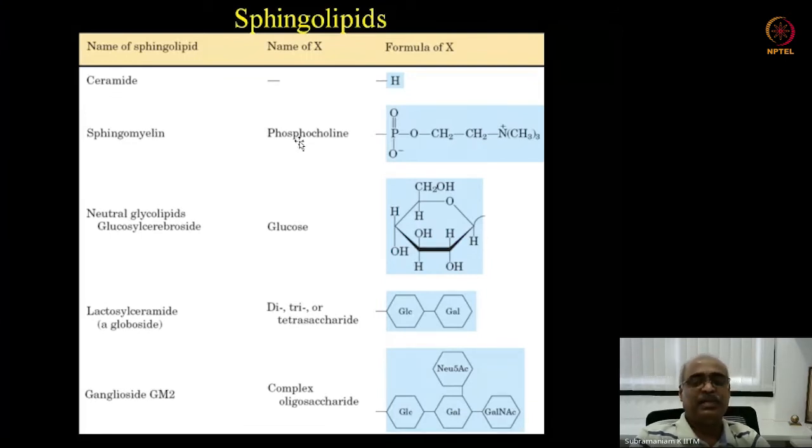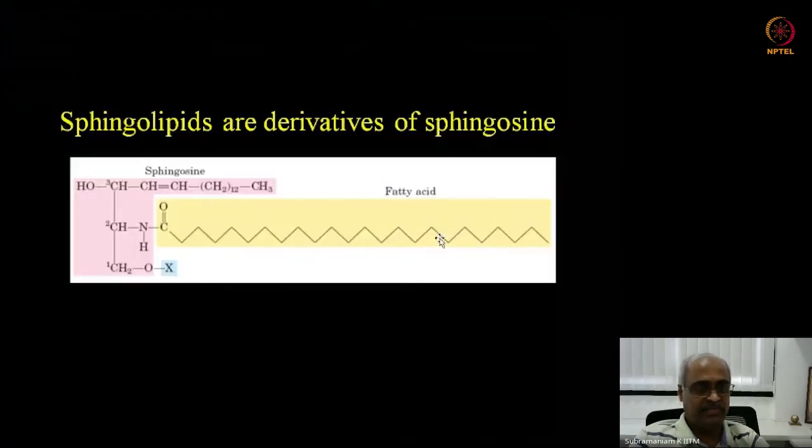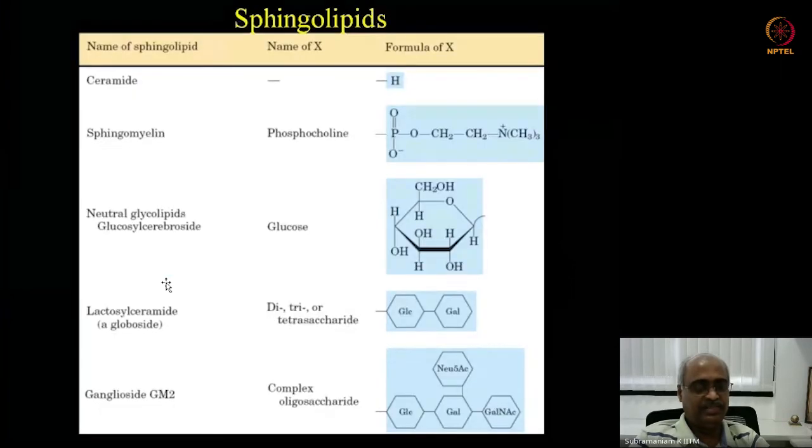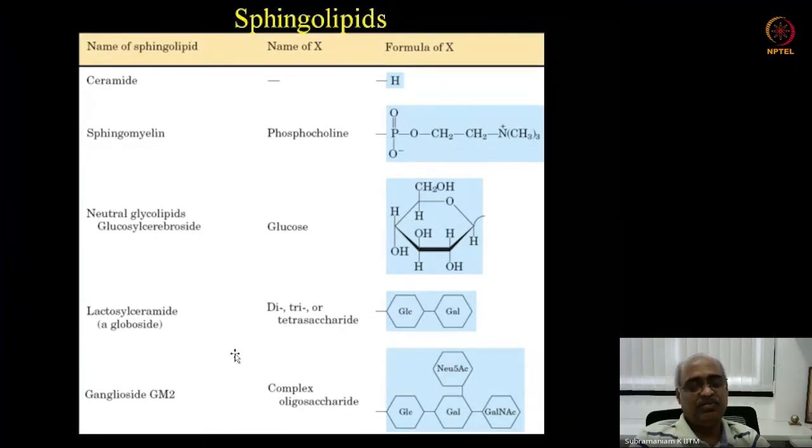And so that is sphingomyelin, and then you can have one glucose alone. Okay, so ceramide is just this OH group. And when you have instead a phosphocholine, it is sphingomyelin. And if you have only one glucose attached to that OH group, like a glycosidic linkage, then that is a cerebroside. Instead of glucose, if you have lactose, like galactose glucose, then it becomes a globoside. And when you have multiple sugars, oligosaccharides, then you have a ganglioside. And there are varieties of gangliosides.